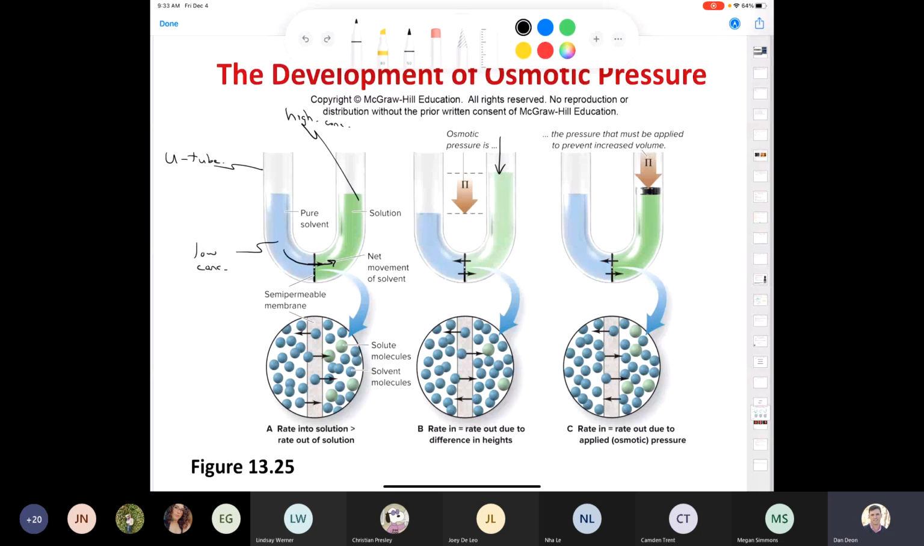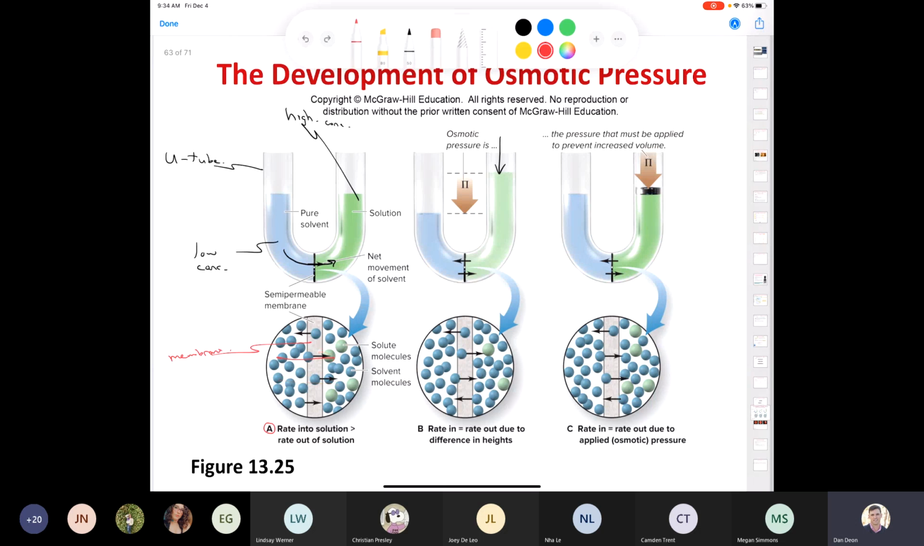If you look at the three blow-ups here, we have the semi-permeable membrane. Here, this is the membrane. In A, they're not in equilibrium. You have the pure solvent and you have the solution. So you're going to have a greater flow of solvent particles going into the solution.